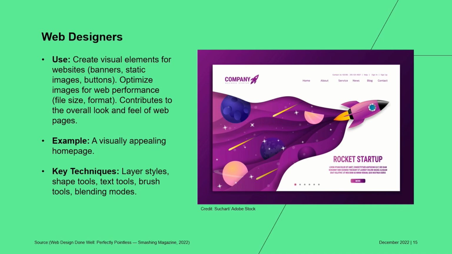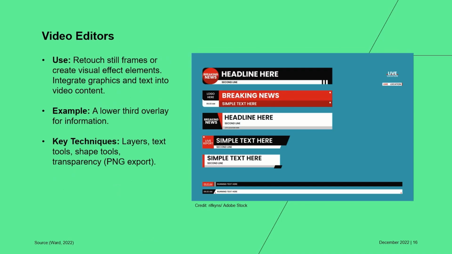and blending modes. Video editors use Photoshop to retouch still frames or create visual effect elements for their projects. This includes adding text and graphics to videos. For instance, consider the graphic and the iterations of a lower third. That's an overlay that combines text and graphic elements to provide information to an audience, typically appearing on the bottom of a screen in television shows and movies.